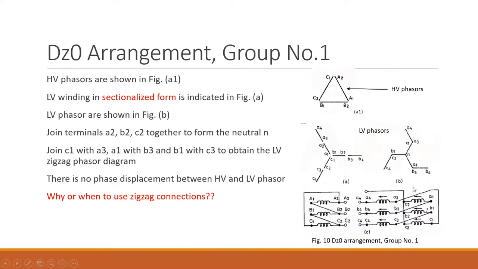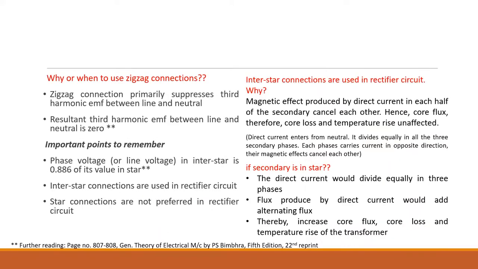It can be drawn. One important thing we discussed in the previous lecture is why we go with the zigzag connection. The reason is that it suppresses the harmonics, particularly the third harmonic. Regarding its application, when the interstar connection is used, its phase voltage becomes 0.886 of the value it would have in star connection. And this particular connection is employed in rectifier circuits.